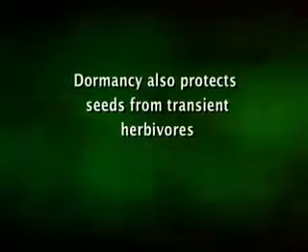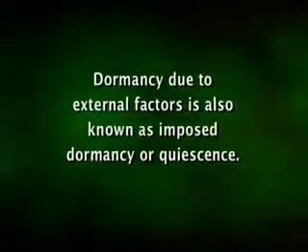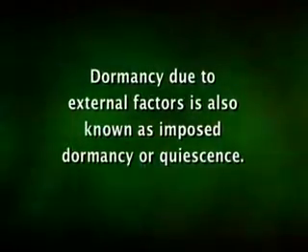The stalling of germination also safeguards seeds and seedlings from suffering damage or death, which may be caused due to a short period of favorable weather followed by long periods of inclement and unfavorable weather. Dormancy also protects seeds from transient herbivores. Dormancy is usually categorized into two types: innate dormancy and enforced dormancy, depending on whether it results from environmental factors or from the conditions within the seed. Dormancy due to external factors is also known as imposed dormancy or acquiescence.